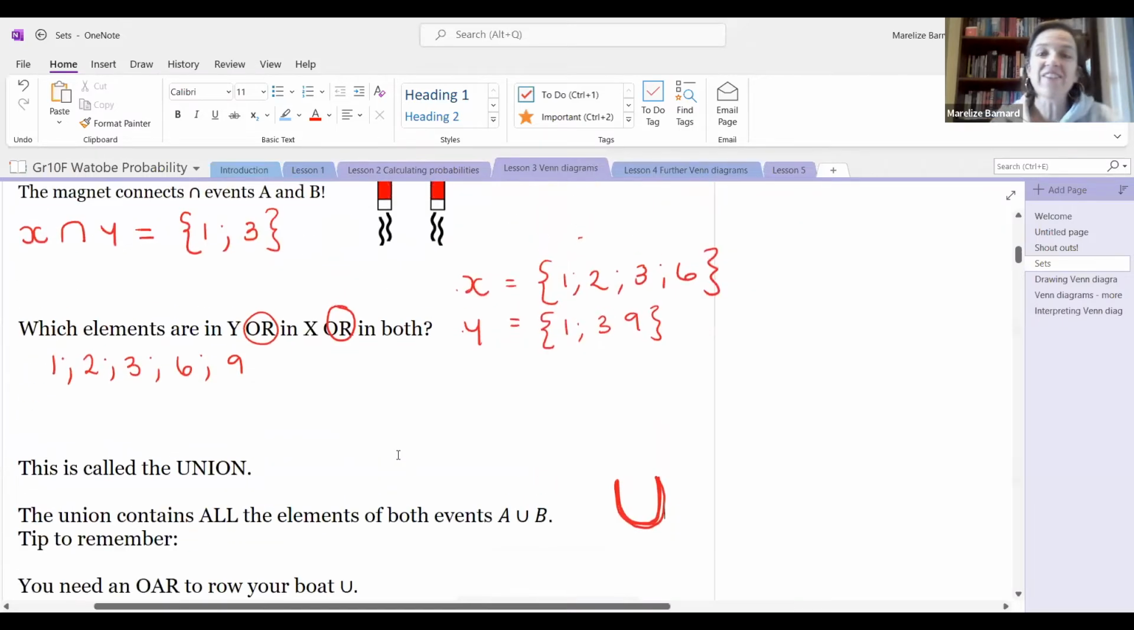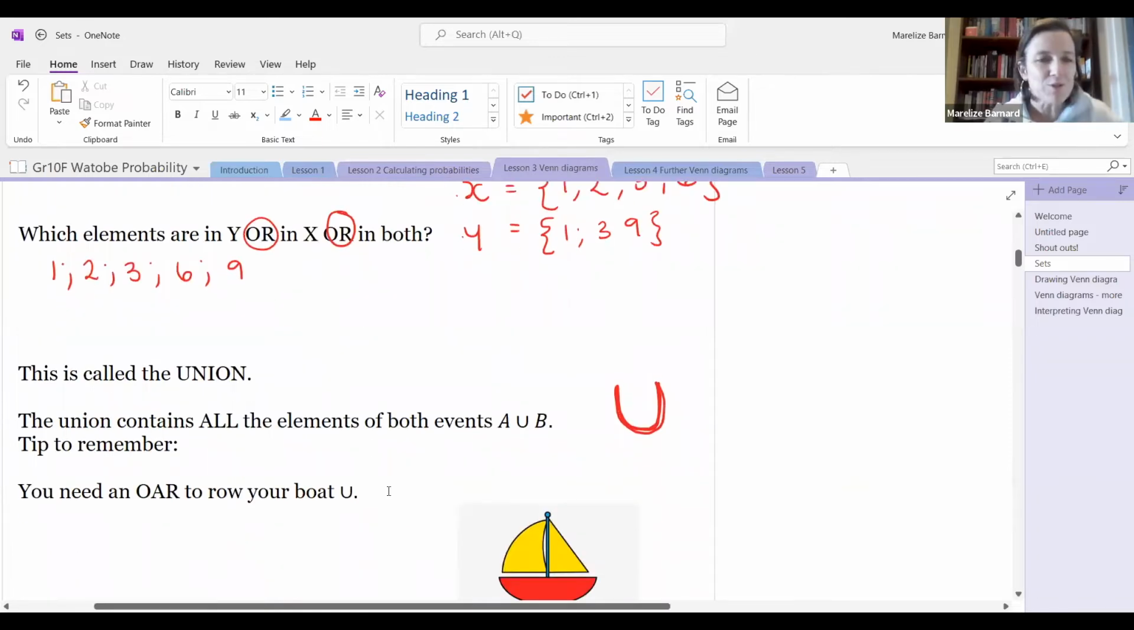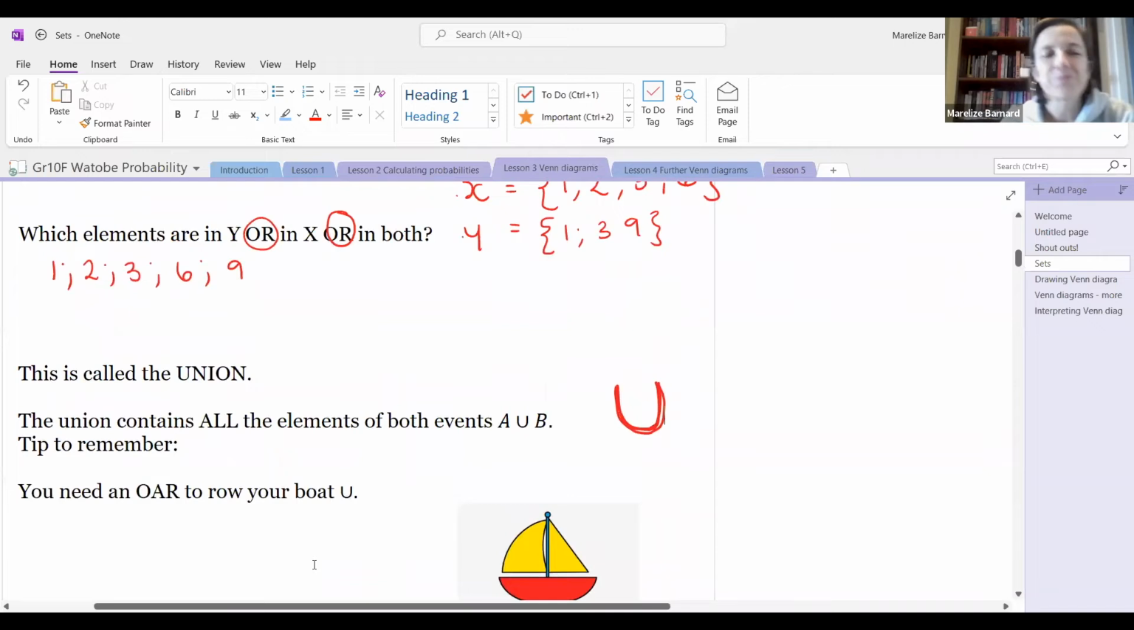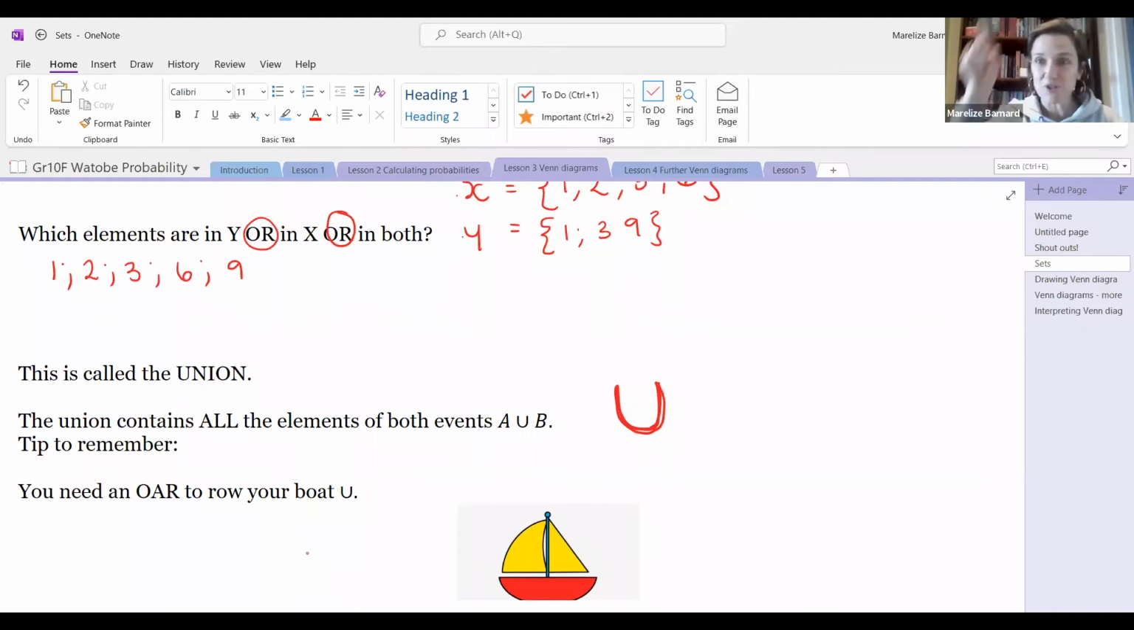Okay, so how are we going to remember this funny upside down line? I thought you can say that for your boat, you need an oar, and a boat is like that shape, and an oar is that paddle that you paddle your boat with. So I thought that you could row your boat using your oar. And, which is the magnet. So everyone must go: and, with the magnet; or, for the boat.